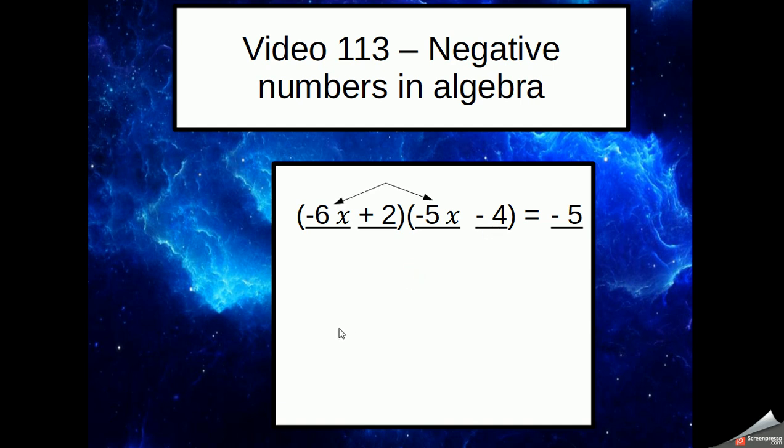We've got to multiply the firsts first. So because we're considering the symbol as well, it's going to be minus 6x times minus 5x. And a minus times a minus will give us a positive 30x squared. Then we're going to do the outside, so it's going to be minus 6x times minus 4.